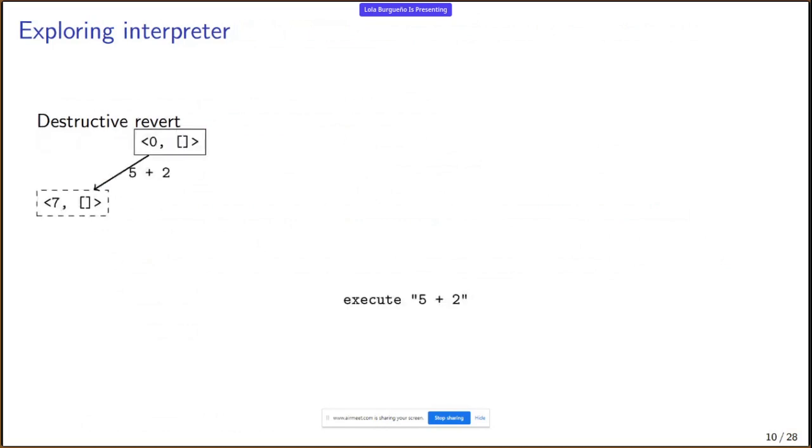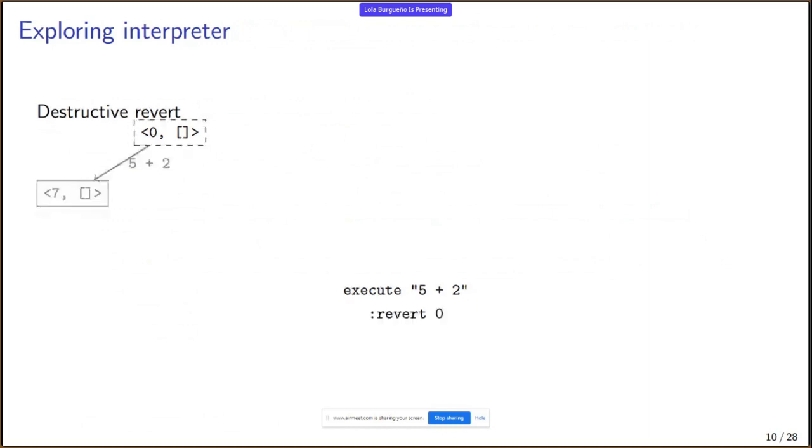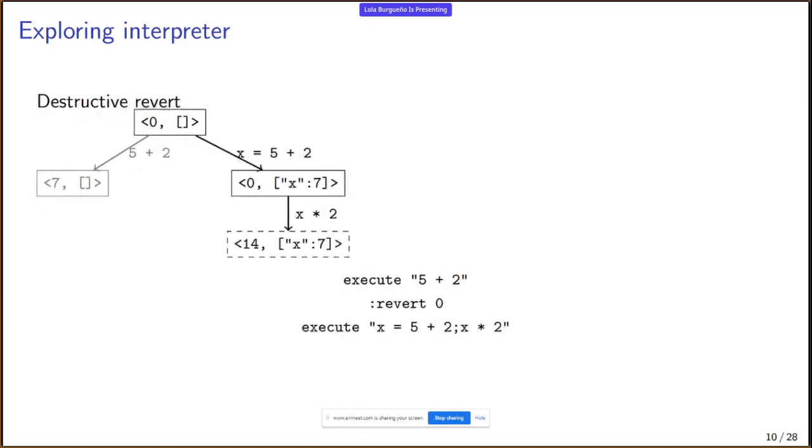And then we execute a simple program. So we execute 5 + 2, and then we see that the first element in our configuration is updated. So this is the result. The second element is a store mapping identifiers to values. Okay, so we executed 5 + 2, and then we think, well, let's go back to the initial configuration. So we revert to 0, and this is destructive. So what that means is that the configuration where we reverted from is now destroyed. So we can't go back to that configuration anymore. Then what we do is we execute a sequence. So in this case, the semicolon is the sequence operator.